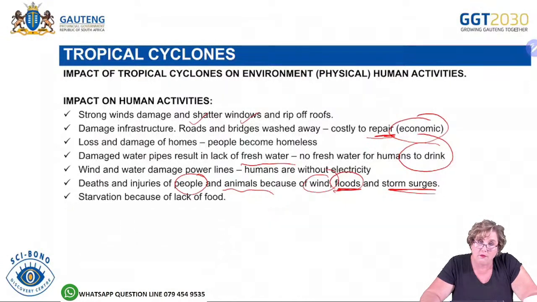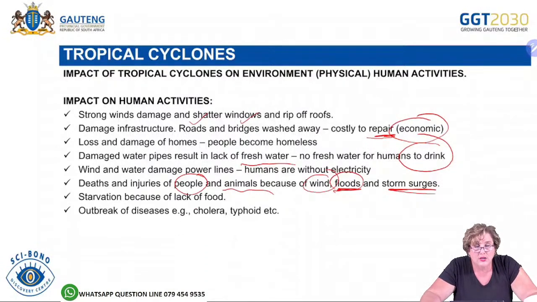There will be starvation due to lack of food. Remember, even shops can be flooded, and the shop might not be able to supply the people with food. And if the shops don't have food, people will starve. They don't have food to eat. There's also the possibility of the outbreak of diseases like cholera and typhoid, etc. These are all possibilities of diseases that can break out.